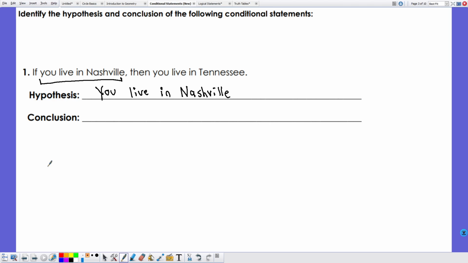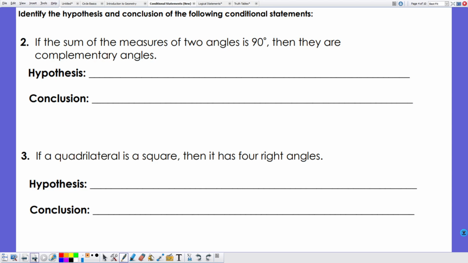So, after that, we want to identify the conclusion, which is the phrase that follows the word then. So, we have then you live in Tennessee. So, the conclusion is you live in Tennessee. So basically, if our hypothesis is true, if you live in Nashville, we can conclude that you must live in Tennessee. All right, let's look at another example.